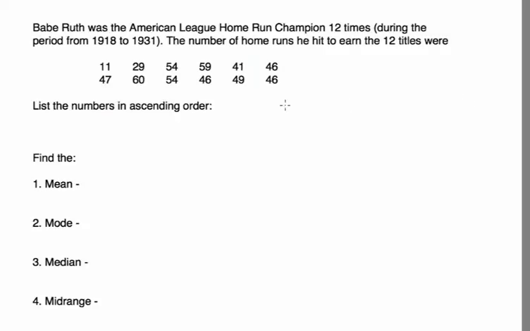The first job is to list the numbers in ascending order. I like to cross them out as I go. I also count up my numbers at the end to make sure that there are the same amount of numbers in my data list as I have here. You notice I forgot 49. I had to add it after.